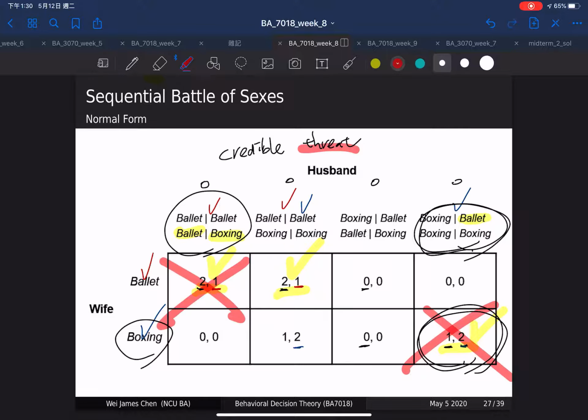So the only credible one, and the prediction of our model, is that the wife will choose ballet first, and the husband's strategy is: if the wife goes to ballet, I will do ballet; if the wife goes to boxing, I will do boxing. And how do we make it easier to find this solution?